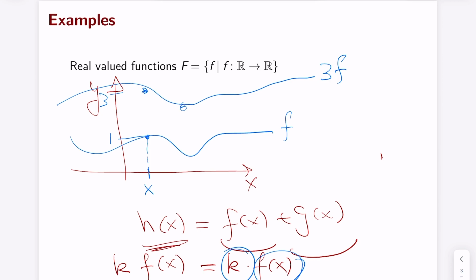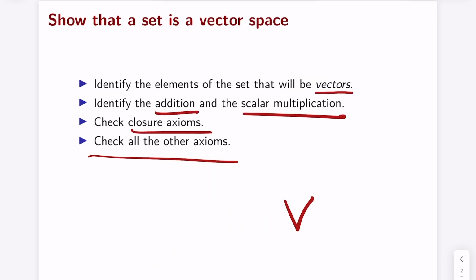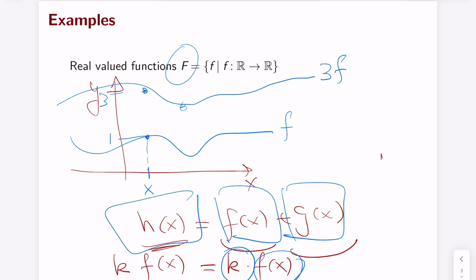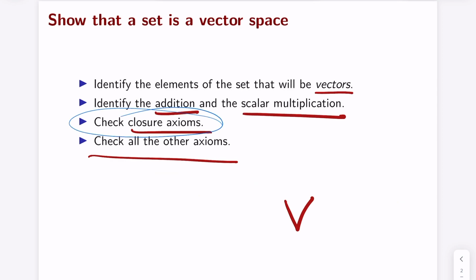So we have then two operations well defined for functions: the addition of functions and the function multiplied by a number. So we identify then addition and scalar multiplication. And now we need to check the closure axioms. That means that if we take two functions, when we add them, we still get a function. I mean, we still get something in F, right? And in F are just functions. That happens, right? The addition of two functions is a function, and the multiplication by a number is still a function. So we got that the closure axioms are satisfied.